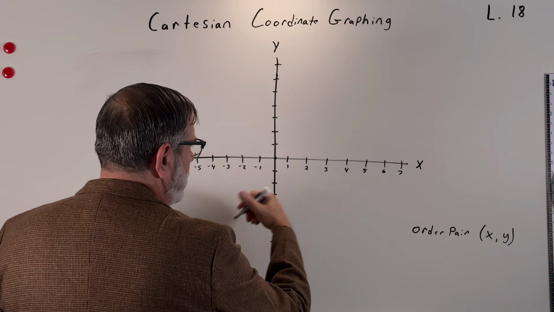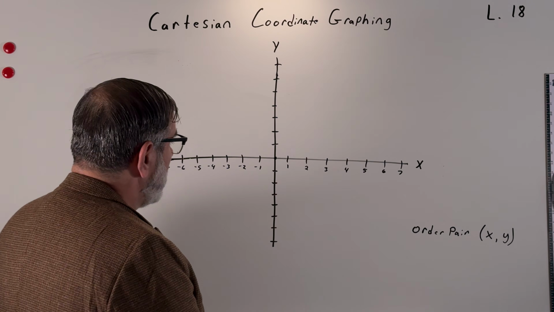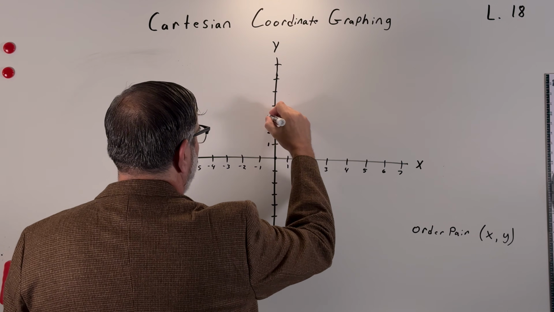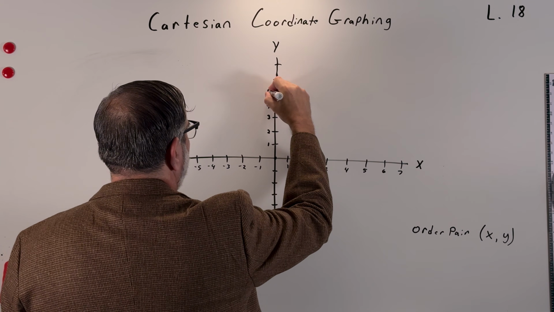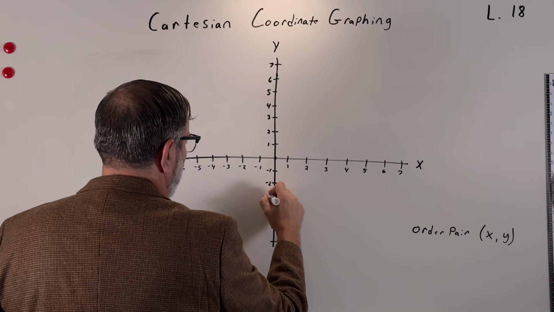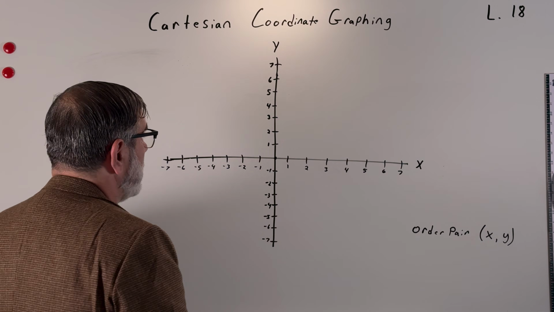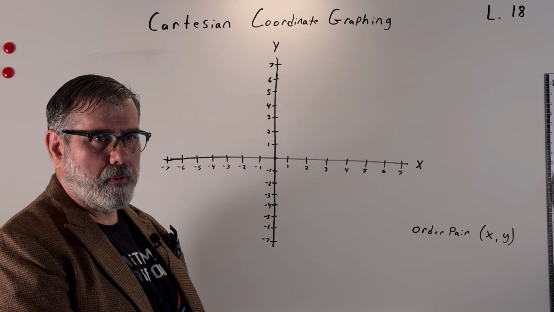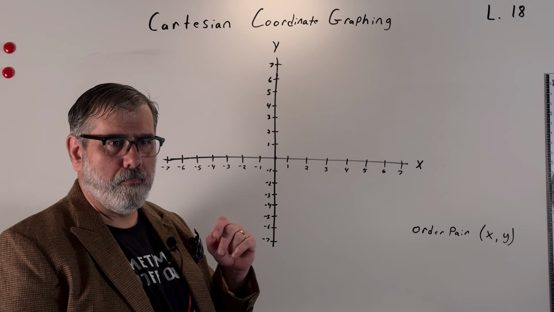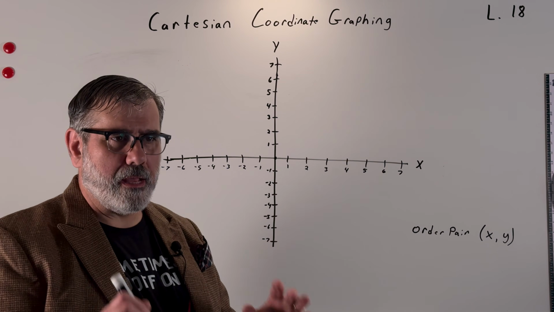So for the x-axis, going to the right means we're going more positive. Yes? For the y-axis, going up makes it positive. So this would be 1, 2, 3, 4, 5, 6, and 7. Whereas this would be -1, -2, -3, -4, -5, -6, and -7. Make sense so far? Again, the center is 0, 0. That's where x equals 0 and y equals 0. We call that the origin, kind of home base.